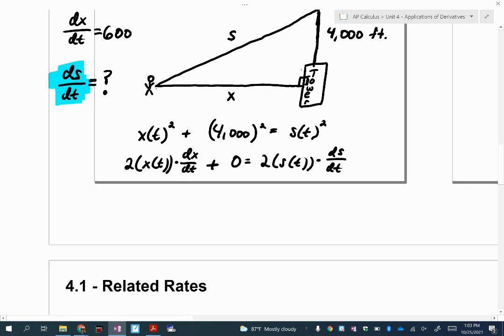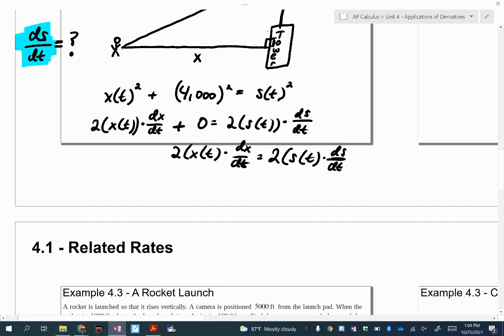All right, so you can see our unknown is in there. So I'm going to just set these equal to each other real quick. So I'm going to have 2 times x of t dx over dt equals 2 times s of t times ds over dt. So the 2's are going to cross out. And so I'm just going to have x of t times dx over dt equals s of t times ds over dt. So this is kind of a checkpoint, if you will, when I'm trying to solve this issue.